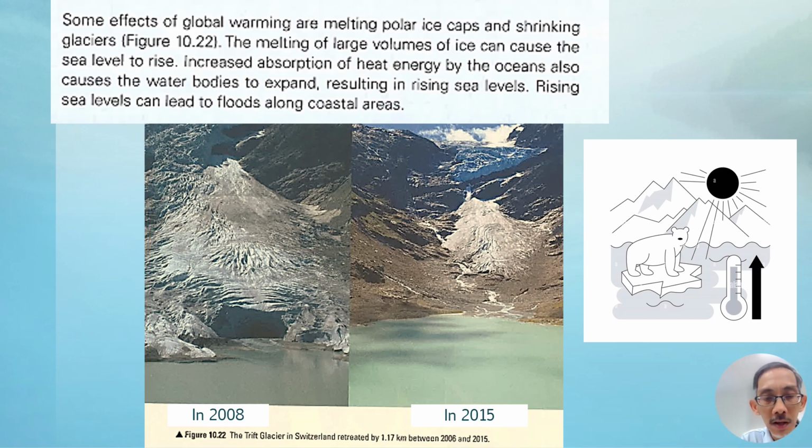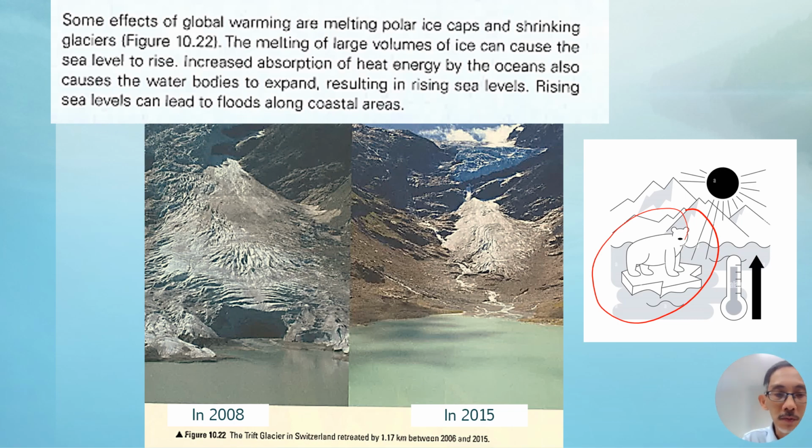The glacier picture is taken from your textbook, but I added a little cartoon here on the right showing the polar bear standing on a floating ice, where you see a hot sun and the thermometer showing the temperature is rising. We all know this is quite well reported that the North and South Pole, all the ice and even the ice caps, are getting lesser and lesser. So this will affect the polar bear's existence and their livelihood.